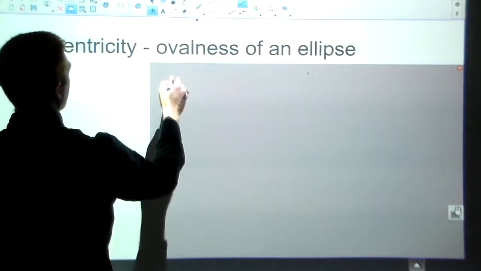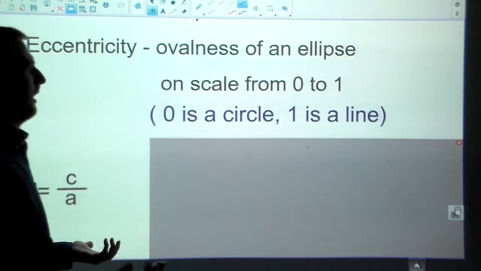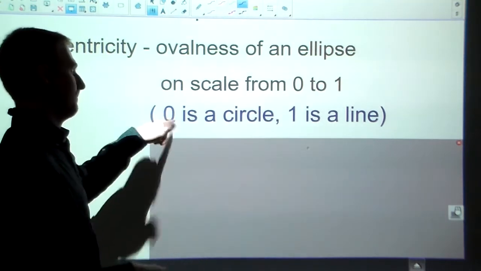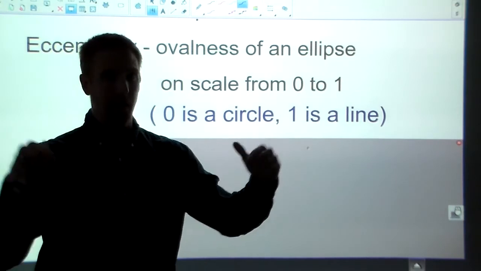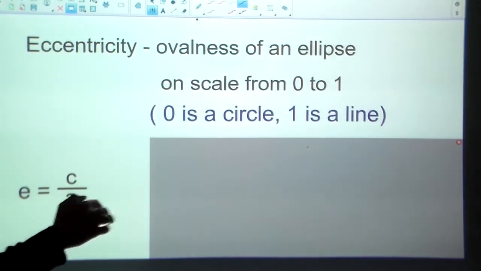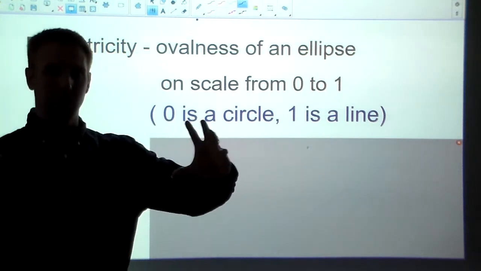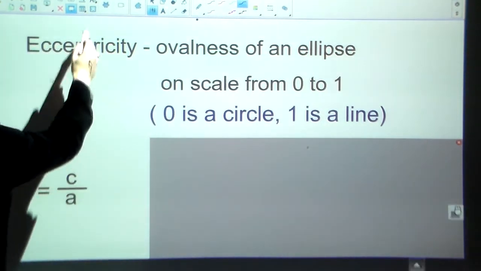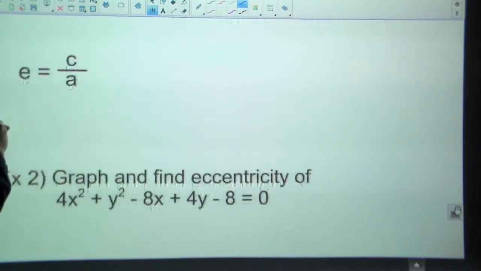So let me uncover these details. So it's on a scale of 0 to 1. 0 is a circle, 1's a line. If some of the math stuff was hard to remember, this is easy. 0 looks like a circle. 1 looks like a line. So if it looks like a circle, it's 0. If it looks like a line, 1. And the more stretched out it is, the closer it is to 1. More circular, closer to 0. So again, the way you get it is divide C by A, once you've got those two values.